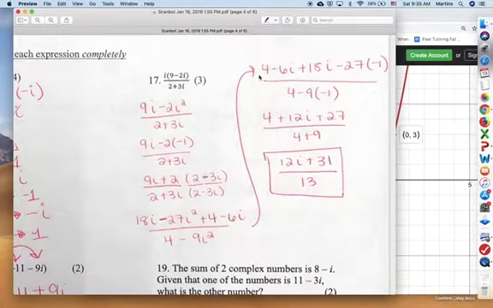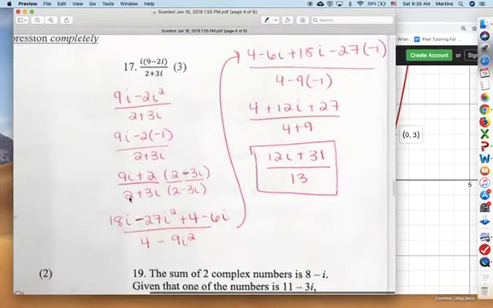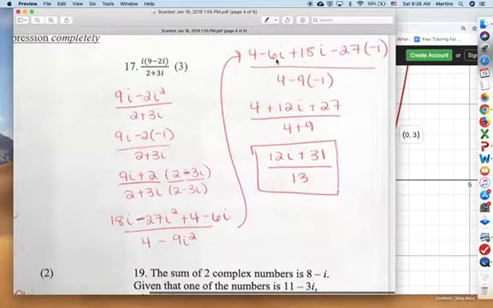Heading back to the numerator, I rewrote this in a more convenient way by putting like terms near each other. I have 4 first, then I put the negative 6i and positive 18i together so I could combine them more easily, and I have negative 27 times negative 1. So this is going to turn into positive 27. 4 plus 27 gets you the 31. The 12i is right here. 4 plus 9 is 13. And I don't see any common factors between all three of these numbers. Therefore, there's nothing we can simplify.